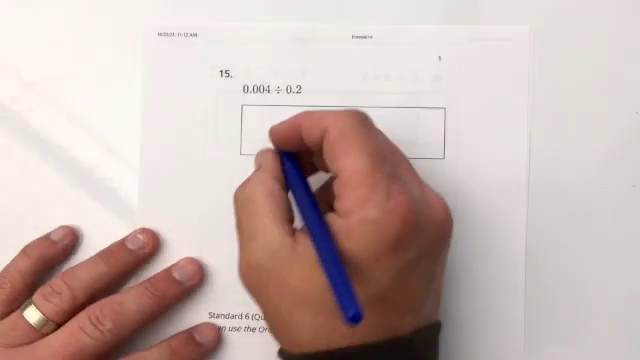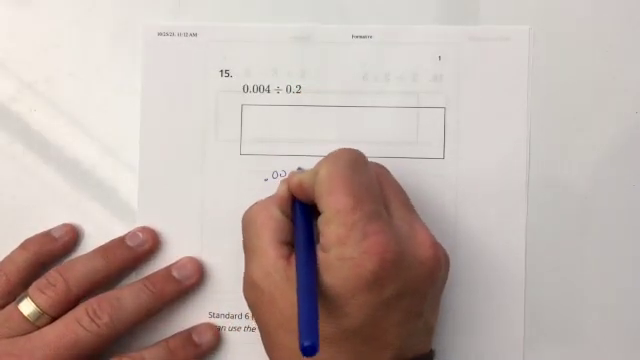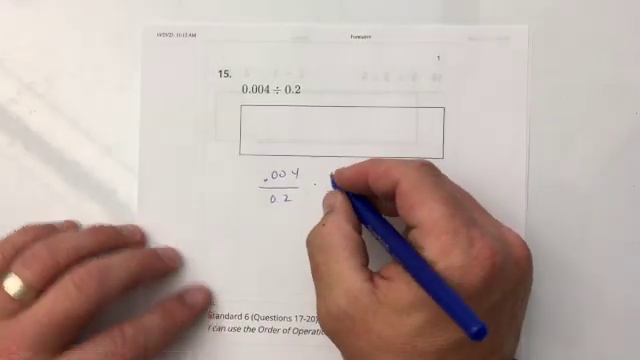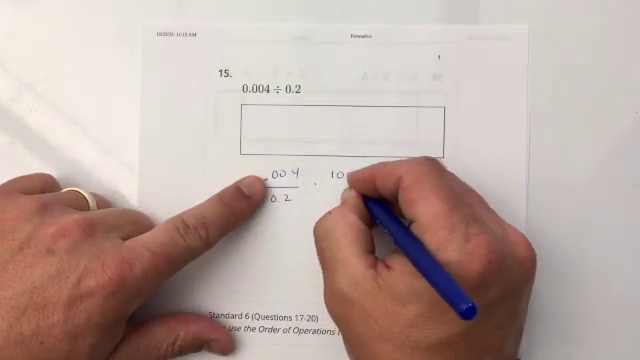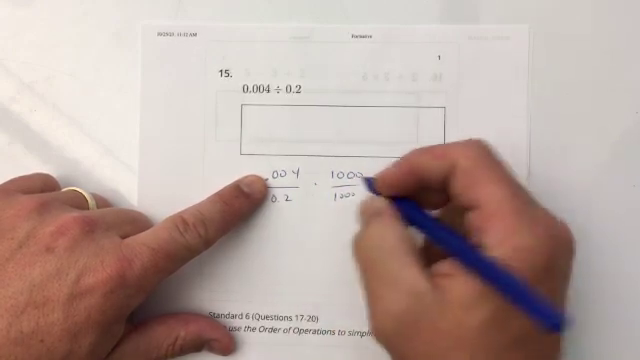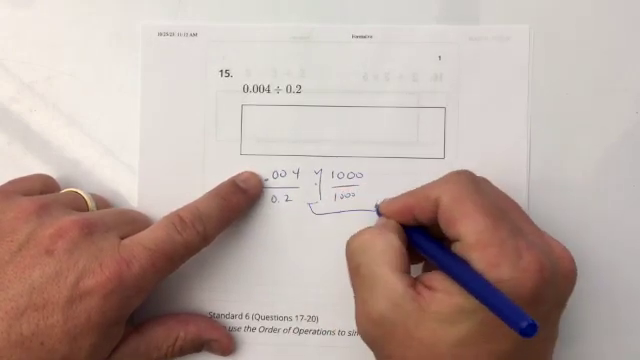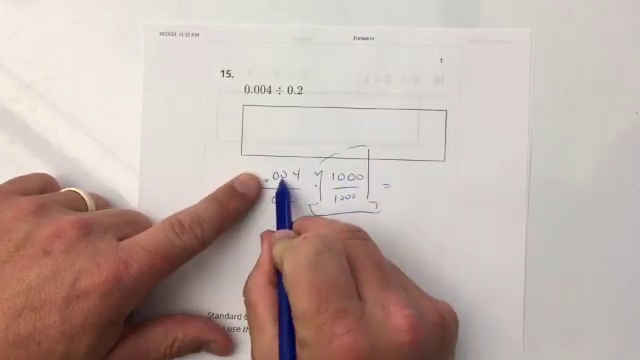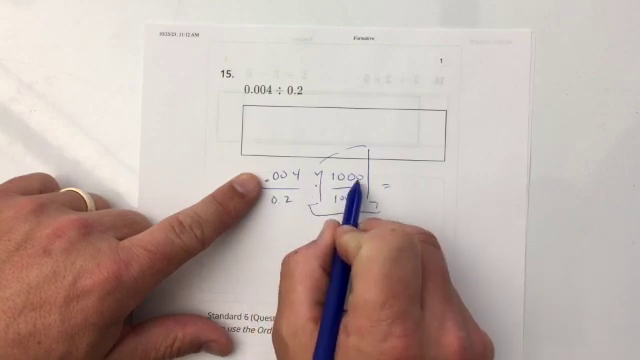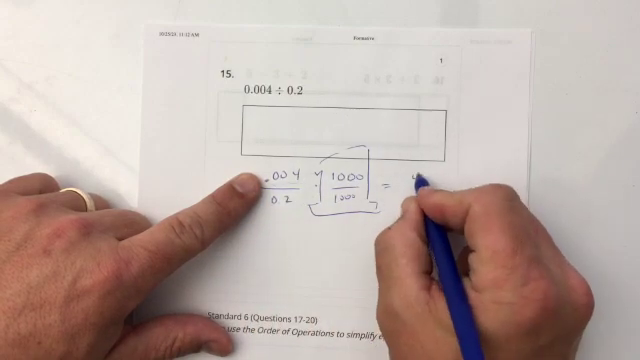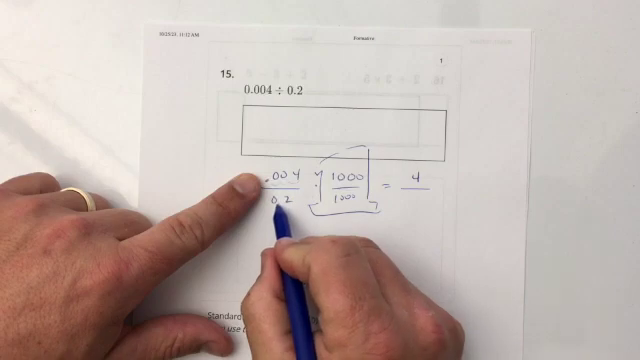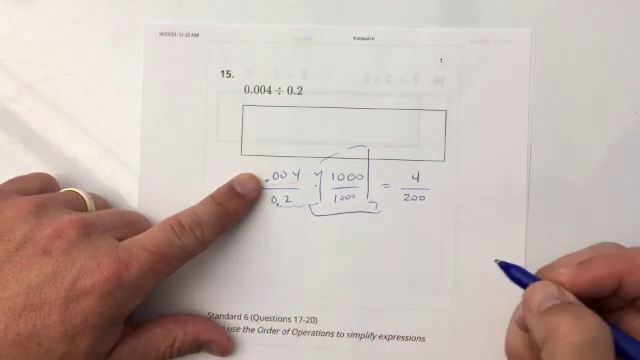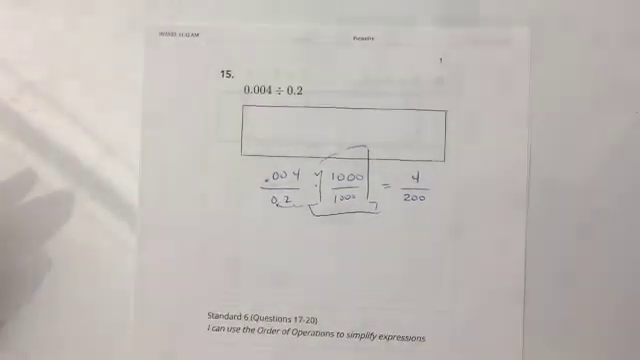Number 15. This one might be easy to look at. So as a giant 1, 0.004 divided by 0.2. We're going to multiply this by, let's do 1,000 over 1,000. This will totally get rid of all the decimals. So 0.004 times 1,000, I'm going to move the decimal 3 spots. That's just 4. Divided by, I'm going to move this 3 spots also, because 3 zeros. 1, 2, 3. So that would be 200. So 4 over 200. I can just simplify this.